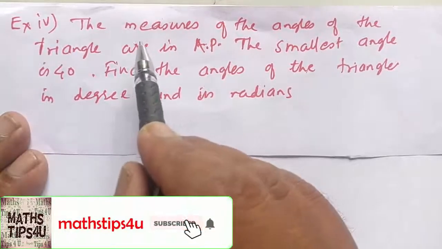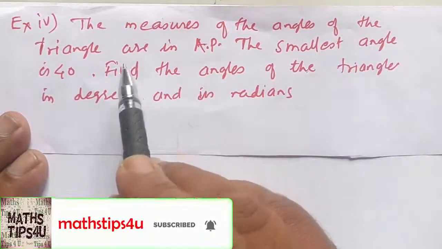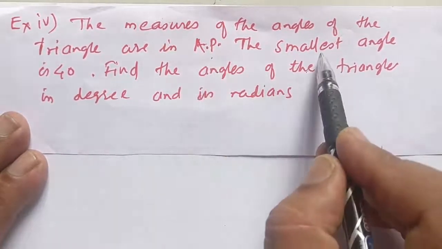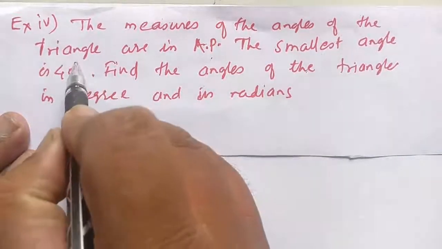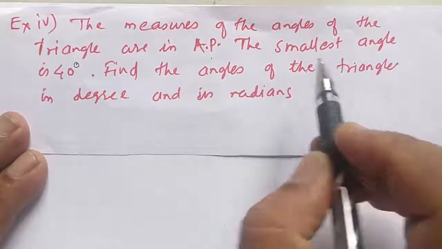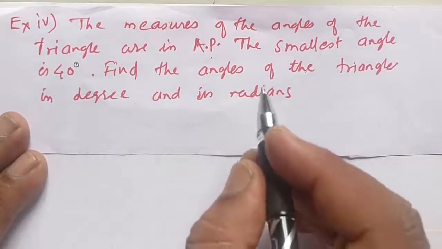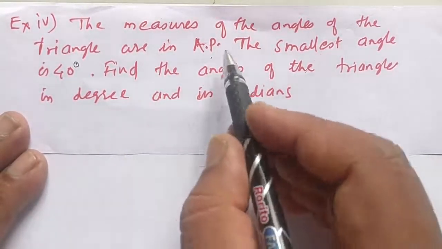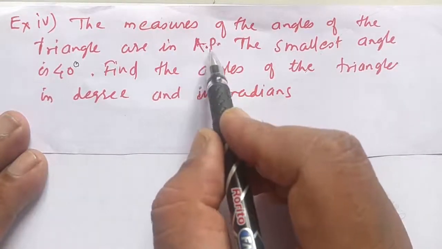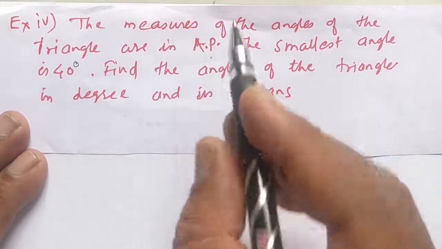Example number 4. The measures of the angles of a triangle are in AP. The smallest angle is 40 degree. Find the angles of the triangle in degrees and in radians. Now the three measures of the angles of a triangle are given in AP.